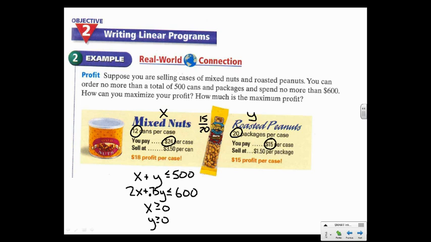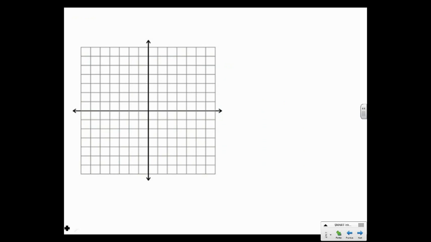All right? So let's go ahead and see if we can graph this. And we actually have a graph on the next screen. So let's copy over the equations. x plus y is less than or equal to 500. 2x plus 0.75y is less than or equal to 600. All right, I'm going to count by hundreds here. 100, 200, 300, 400, 500. And 500 would be our intercepts. All right, so we can connect those. That's from this first equation. And then the next one, x is going to be 300.